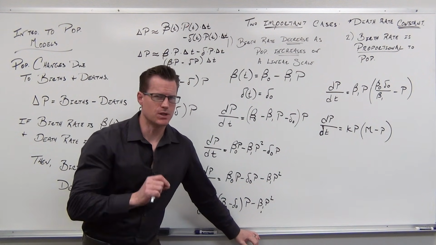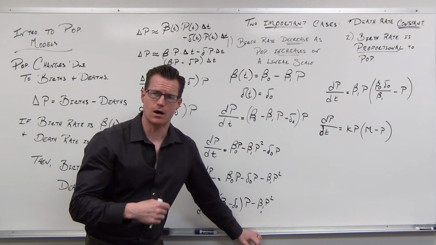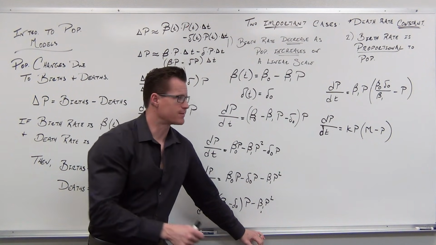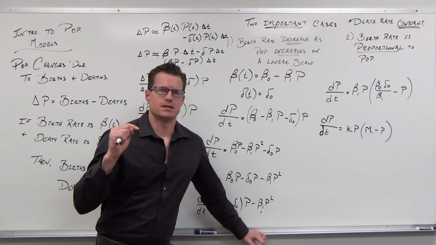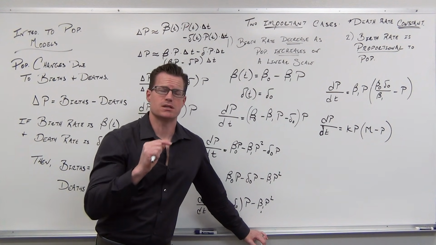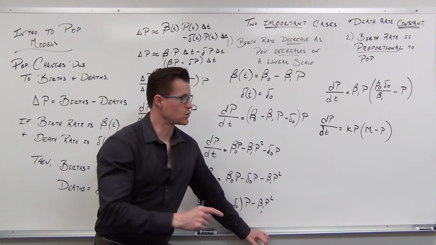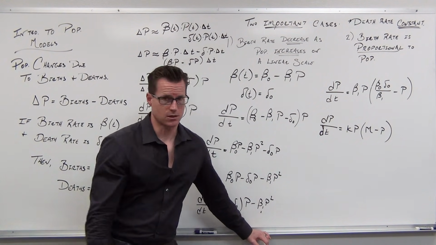You might want to note that for a second, because this happens in a lot of population change: we have something where the rate of births is decreasing as our population is increasing, but the death rate is held constant. It's going to yield something called the logistic equation.